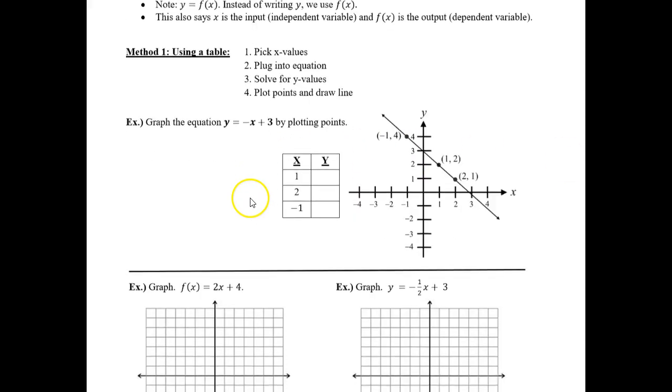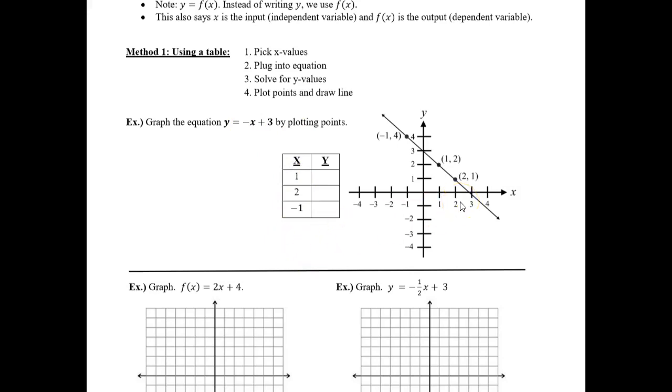Let's start with this first example. It's graphing the equation y equals negative x plus 3 by plotting points. So you can see this table has some points chosen for us. If it doesn't, you would have to choose those. You can be strategic about it. If you have something that has a fraction, you might pick multiples of the denominator so that you end up with whole numbers. In this case, we don't have a fraction, so we could pick any value we want for x and find the y coordinate to go with it.